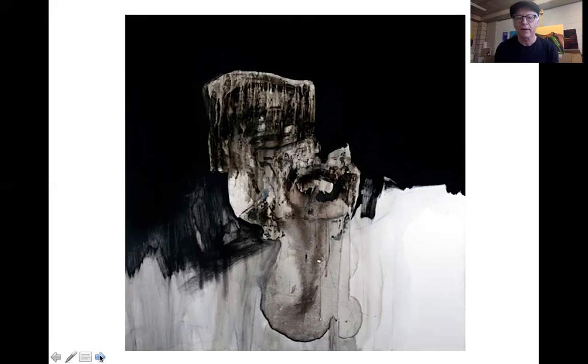I'm trying to create a solid sense of form, which is inspired, if you like, by my interest in landscape. And I'll be talking about landscape in my talk tomorrow.